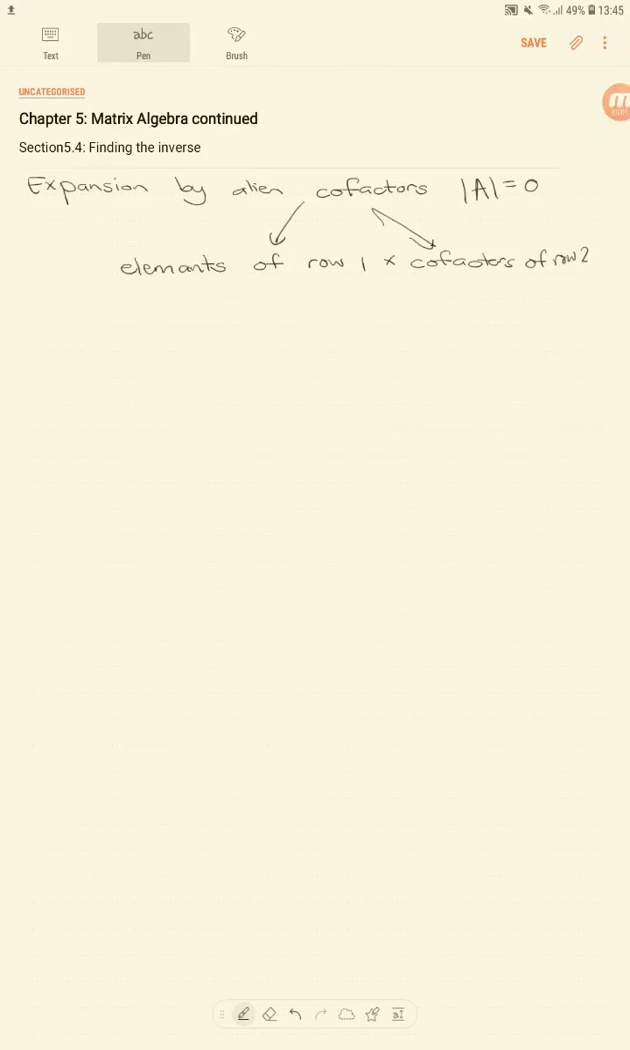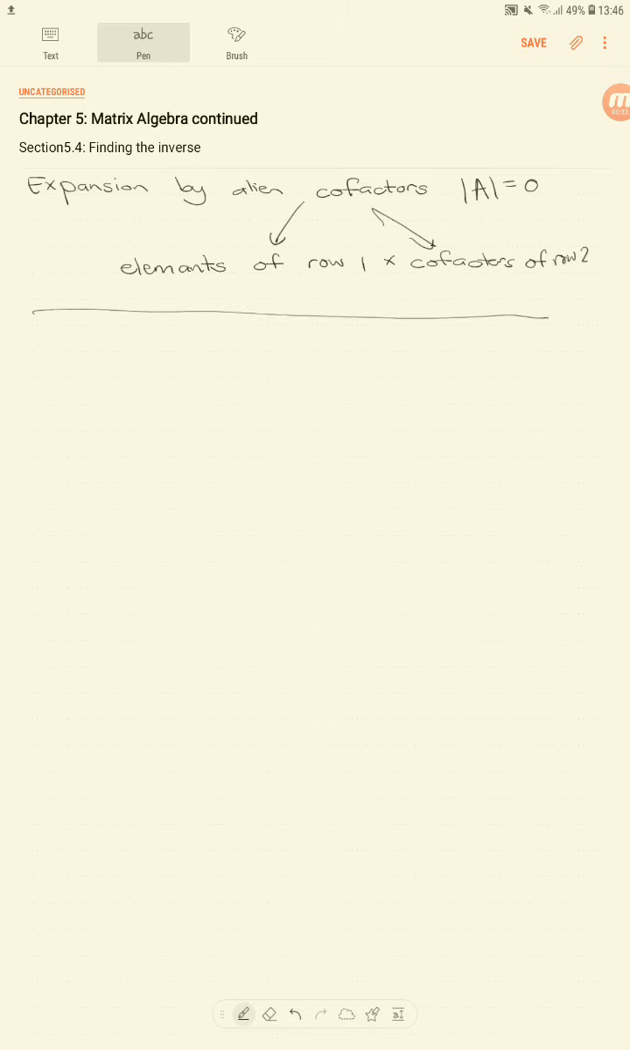In this video, we will look at section 5.4, which focuses on finding the inverse of matrix A. First, just something to note is expansion by alien cofactors. If we expand by alien cofactors, our determinant will always be equal to zero. This is when we take the elements of row 1 times the cofactors of row 2, for example. This will give us a determinant of 0.